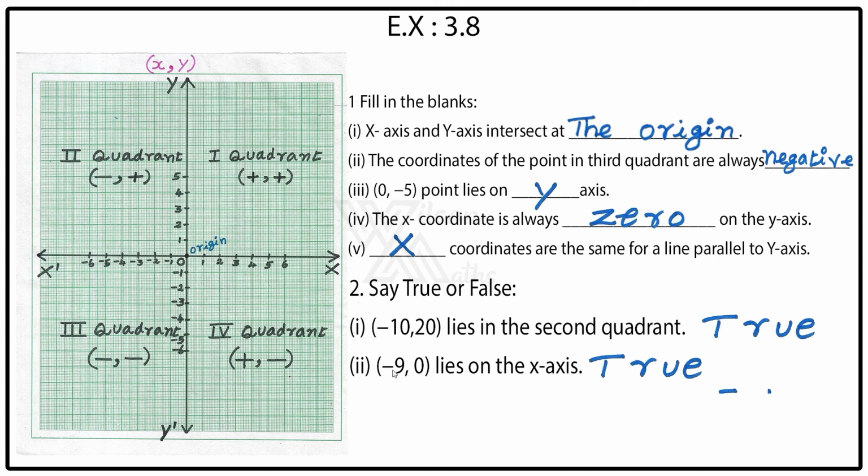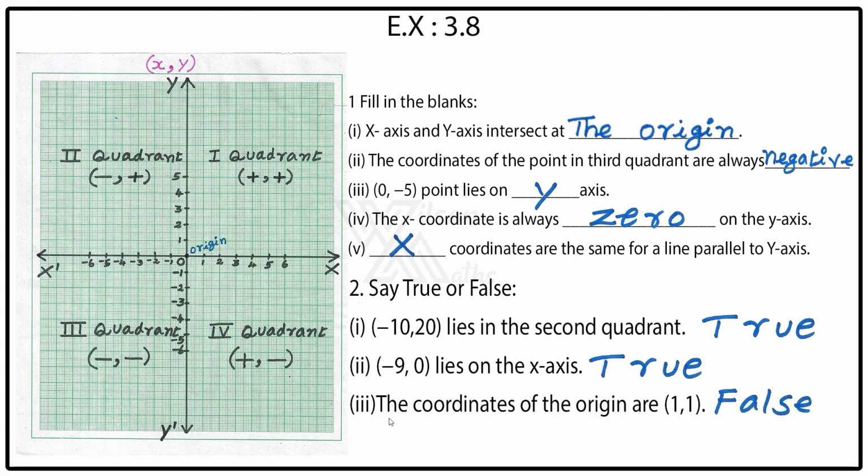Second, minus 9, 0 lies on the x-axis. Minus 9, 0. See here, that is 0, minus 1, minus 2, minus 3, minus 4, minus 5, minus 6, minus 7, minus 8, minus 9. The line goes on. So here is minus 9. Minus 9, 0: x-axis minus 9, y-axis 0. Minus 9, 0 lies on the x-axis. True.